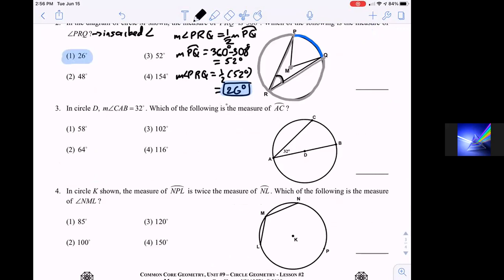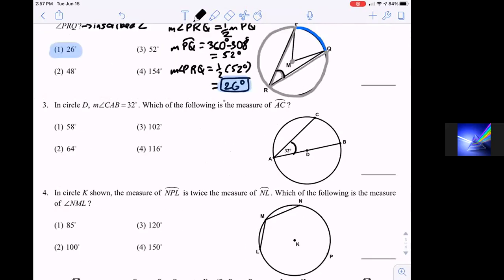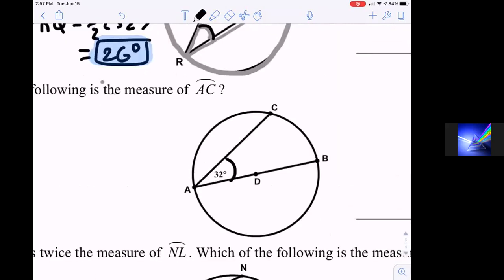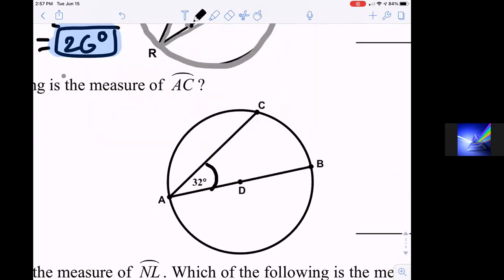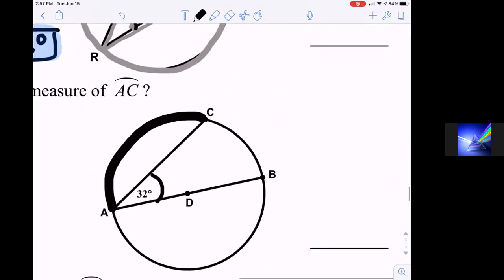Number 3, in circle D, the measure of angle CAB is 32 degrees. So this angle here, CAB, is 32 degrees. Which of the following is the measure of arc AC? I'm going to blacken in arc AC so you can see it. So arc AC is the black arc that I just drew right here. Well, here's what we know. We know the measure of arc CB.